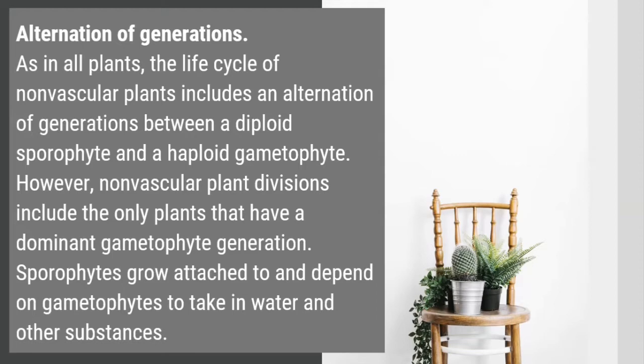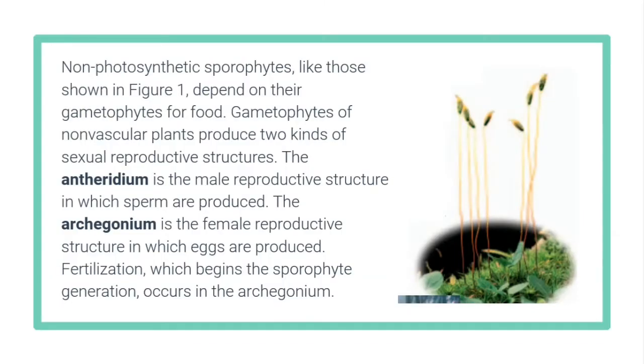Alternation of generations. As in all plants, the life cycle of non-vascular plants includes an alternation of generations between a diploid sporophyte and a haploid gametophyte. However, non-vascular plant divisions include the only plants that have a dominant gametophyte generation. Sporophytes grow attached to and depend on gametophytes to take in water and other substances. Non-photosynthetic sporophytes like those shown in Figure 1 depend on their gametophytes for food.